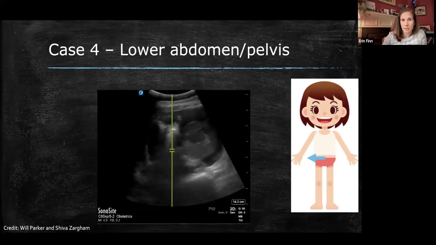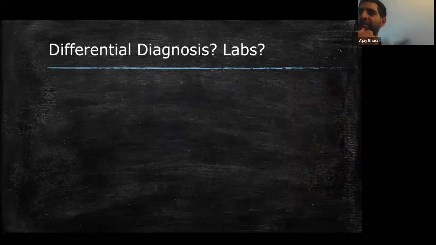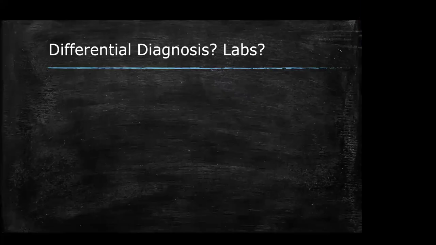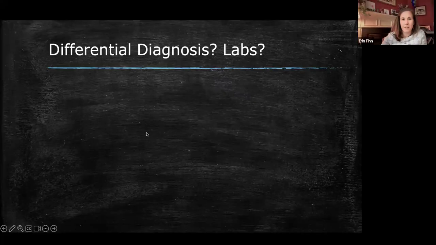Was there something in the chat? Yeah, ovarian cyst rupture, question mark, from Emil. All right, so differential so far, we've heard maybe a cyst rupture, maybe torsion, bleeding from something, ectopic pregnancy. So those are all great ideas. What labs do you guys want to start with?